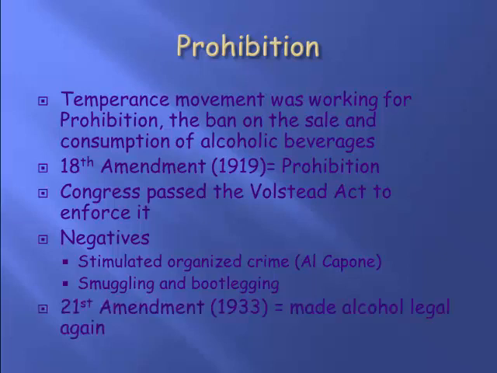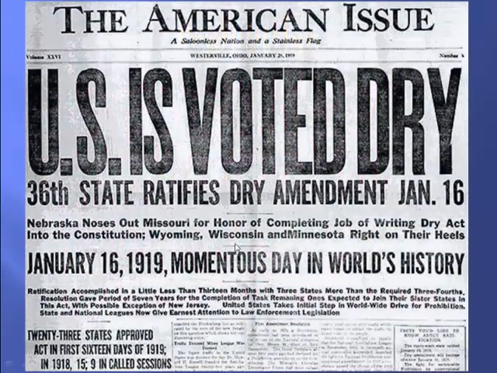So the 21st Amendment in 1933 made alcohol legal again. So now you can make it, you can produce it, you can drink it. 18th Amendment got rid of alcohol. 21st Amendment brought it back. So why I have prohibition under the negative issue was the government made a law they couldn't enforce, and everybody was drinking, and everybody was breaking the law. So it's kind of a negative time for America, right?